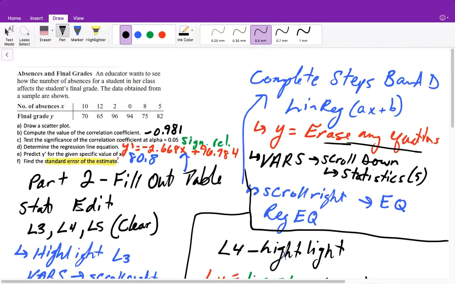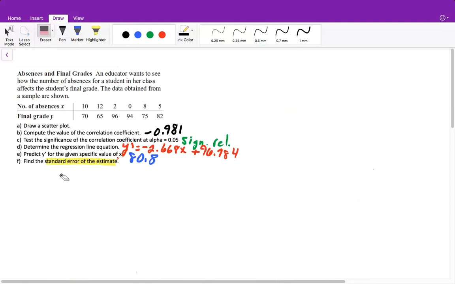Right? So I'm going to go back up here, and I'm going to erase all this. So let me pause it real quick. All right, so our standard error was 2.776, and that was our answer for F.